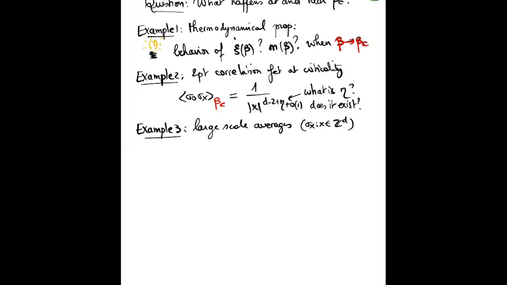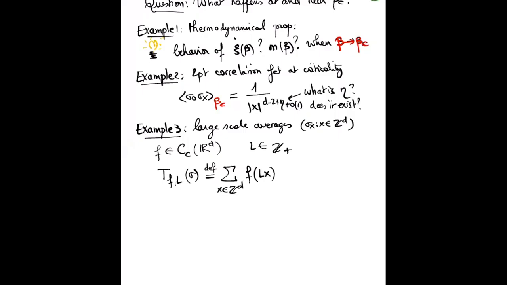Okay, so large scale averages, what do I mean by that? Imagine that I give myself a function f, and let's say it's a continuous function with bounded support. Let's define the average of sigma at scale L. L will be an integer, think of a large integer, and define the average by doing the following: sum for x in Z^d of f of x divided by L, times sigma x.